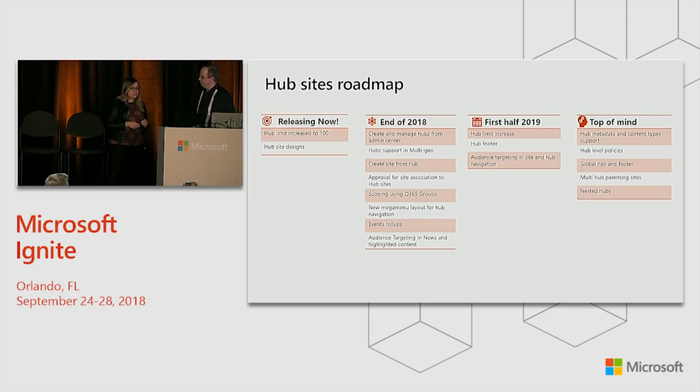And last but not least, top of mind, and these are just things that we're starting to think through for what we do next: really improving hub metadata, thinking about hub level policies, global nav and footer, which Andy Hayon talked about yesterday in his session, and Sam mentioned before, multi-parenting. This idea of a site belonging to multiple hubs is something that we've gotten a request for, so we're thinking about it, and nested hubs is another one that we're thinking about.